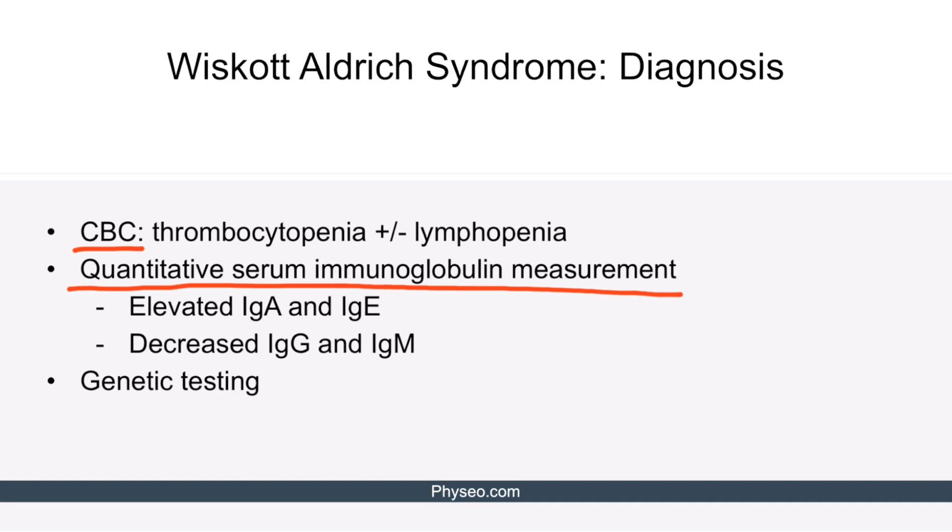Once the clinical suspicion for the diagnosis is high, genetic testing may confirm the diagnosis by revealing a mutation in the WAS gene.